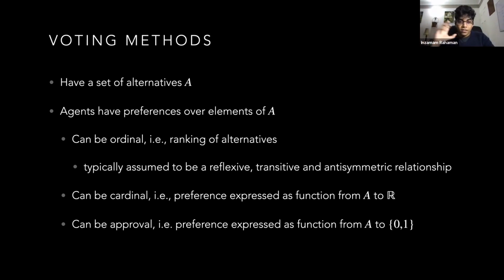It's not the only setting. There are also cases of cardinal preferences. These are where agents have utility functions or preference functions that go from the space of alternatives/candidates to the space of real numbers. So there are different systems within here with their own peculiarities. There is also approval voting, which is an interesting way of approaching voting, wherein every voter has a preference that's expressed as a function from A to the set {0, 1}, which indicates: do you approve of this person or not, right?